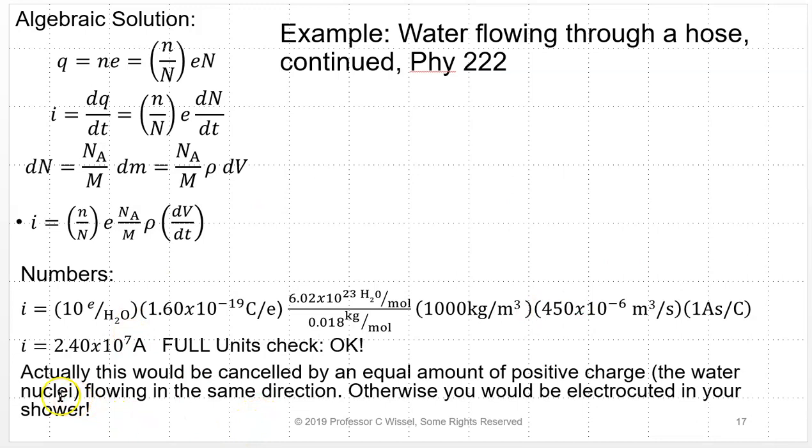Okay, now the current ends up being 24 million amps, and a full units check came out okay. Now, actually, this would be canceled by the equal number of positive charge, the water molecule nuclei flowing in the same direction. Otherwise, you'd be electrocuted in your shower.